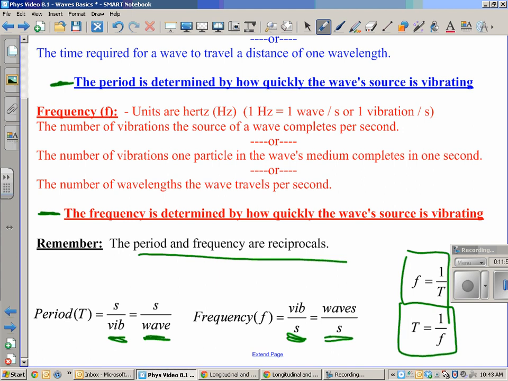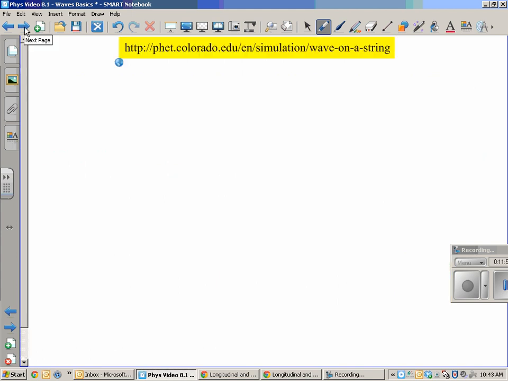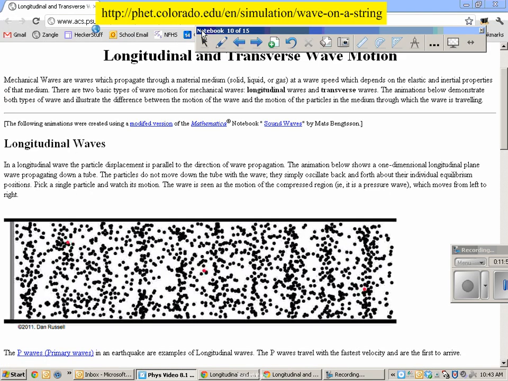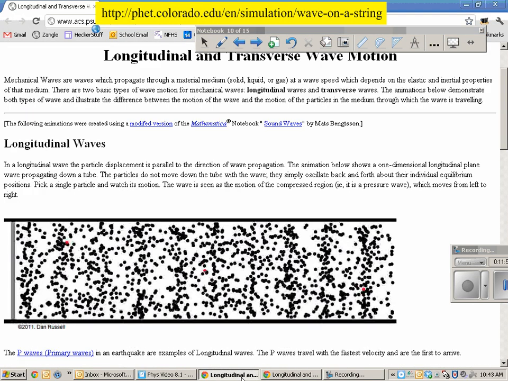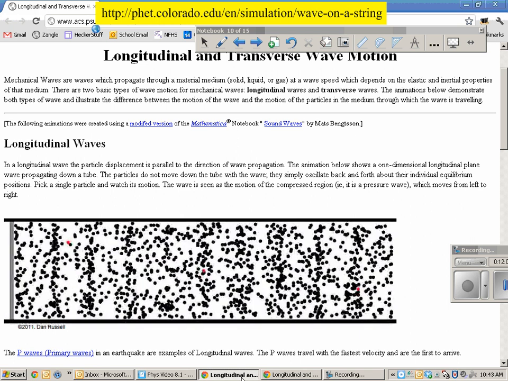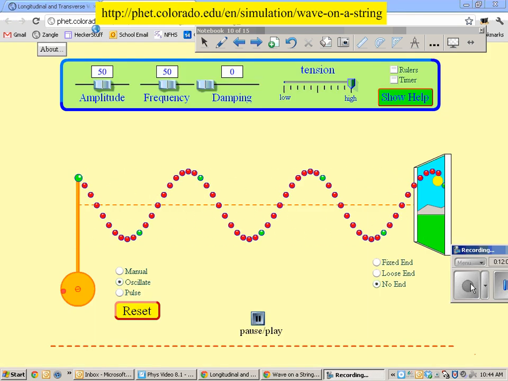All right, so let's take a look at this so that we can get kind of a visual. Oh my gosh, why are there a bazillion windows open? All right, so there we go.